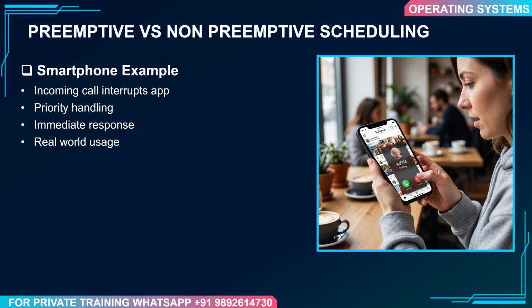A very practical example is your smartphone. When you are scrolling social media and a call comes in, the system immediately interrupts the current app and shows the call screen. That is preemptive scheduling in action. The OS decides that the new task is more important or needs immediate attention.